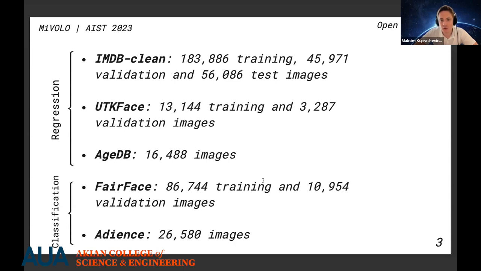We perform most of our experiments on IMDB and UTKFace. As you can see, there is not so much data, and IMDB is heavily biased toward celebrities, so this dataset mostly contains celebrities. So obviously we had to mine our own data.